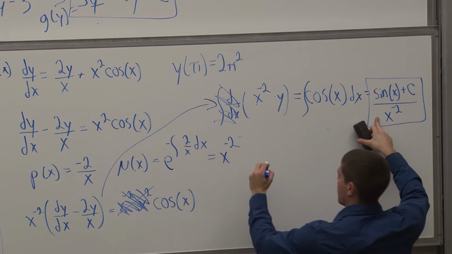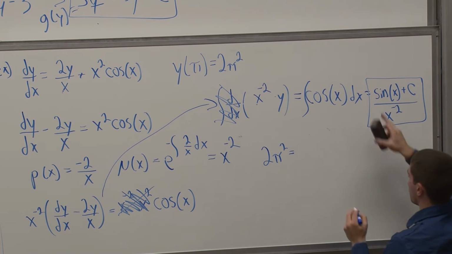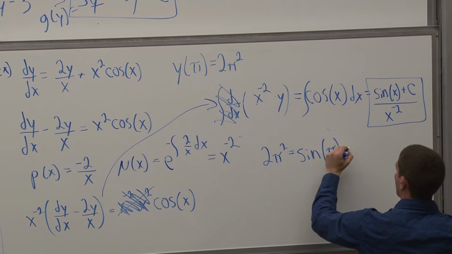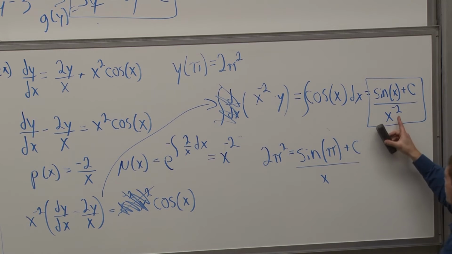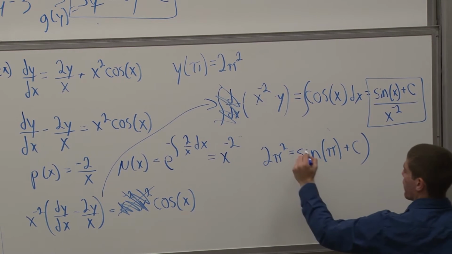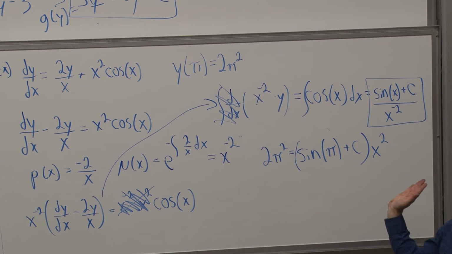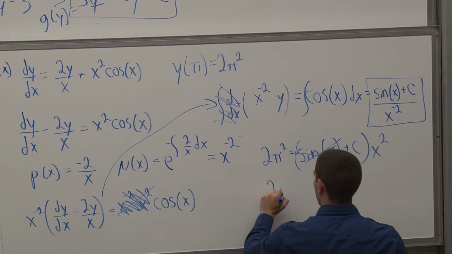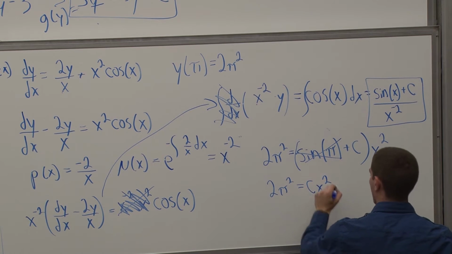So we can put in that 2 pi squared is going to be equal to the sine of pi plus c over x to negative 2. Since we have divided by x to negative 2, we could bring that up and multiply the entire thing by x squared. That's the same thing. Okay, so sine of pi, according to the unit circle, is going to be 0. So this goes away. So you have 2 pi squared equals c x squared.